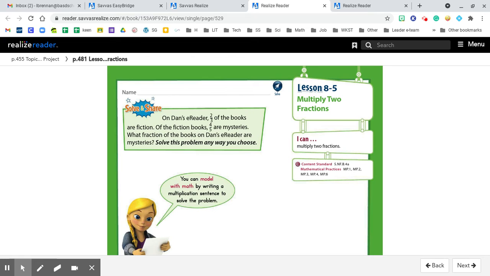All right, so now we're going to dive into multiplying two fractions. On Dan's Reader, 2/3 of the books are fiction. Of the fiction books, 4/5 are mysteries. What fraction of the books on Dan's Reader are mysteries?